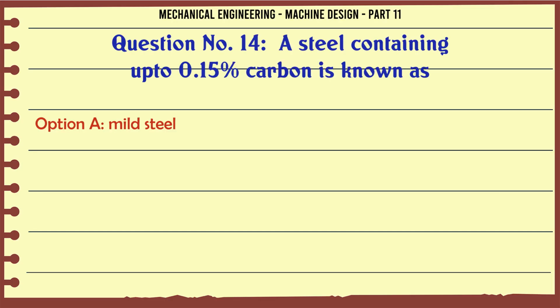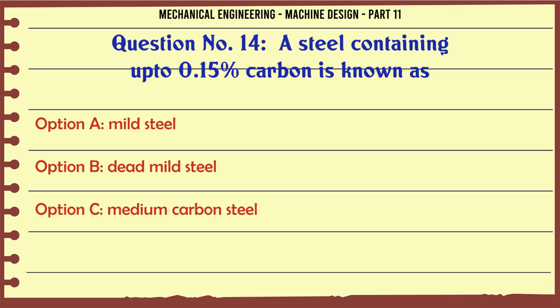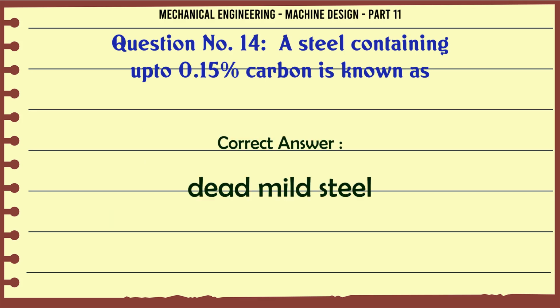A steel containing up to 0.15% carbon is known as A. Mild steel. B. Dead mild steel. C. Medium carbon steel. D. High carbon steel. The correct answer is dead mild steel.